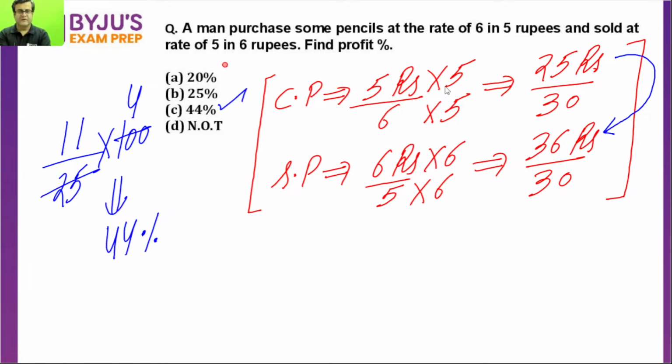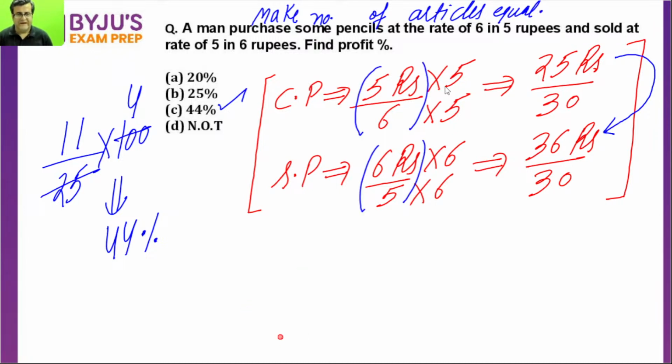In this type of questions, we will have to make the number of articles equal. The cost is 5 rupees, 6 articles. 6 rupees, 5 articles. Make articles equal. Multiply with 5 and 5. Multiply with 6 and 6. 30 articles, 30 articles. 25 rupees, 36 rupees. So 11 is the profit upon 25, into 100. So 44% is the total profit percentage.